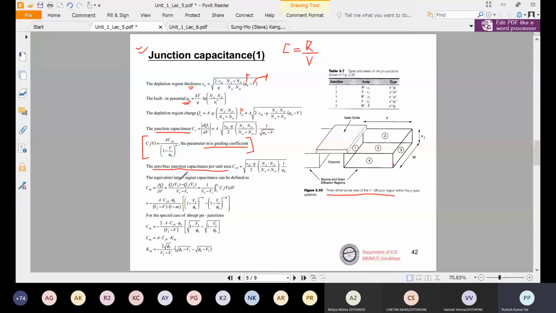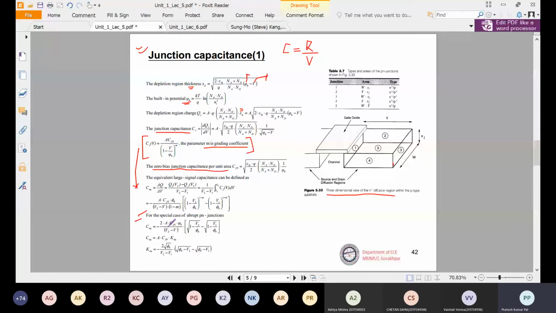So the total equivalent large signal capacitance that can be defined is C equivalent. We will integrate it, and finally we will get the value. This is generally the derivation of this formula. Whatever formula we have got, this is just a derivation of how we are going to find it out. So we will see later.